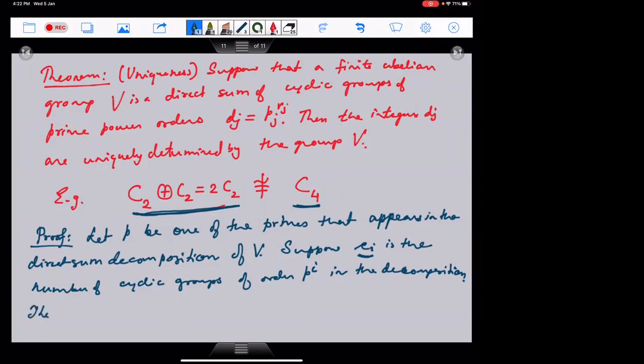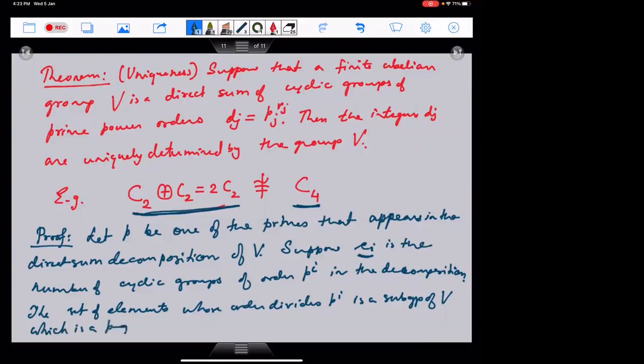The set of elements whose order divides p power i is a subgroup of V. Is it okay? The set of elements whose orders divide p power i form a subgroup of V. That subgroup is a p-group, because p is the only prime that divides the order of any element, say of order p power li. Some order will be there. I am giving a name to that index, li.